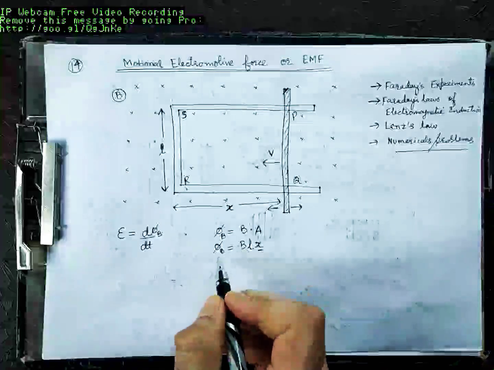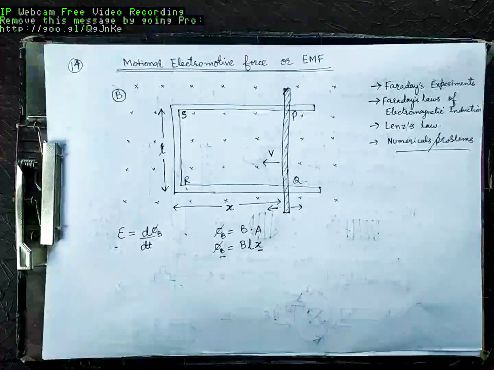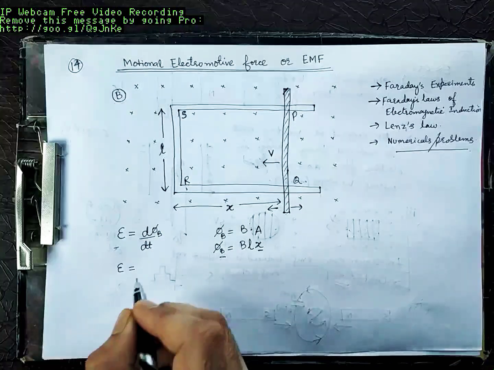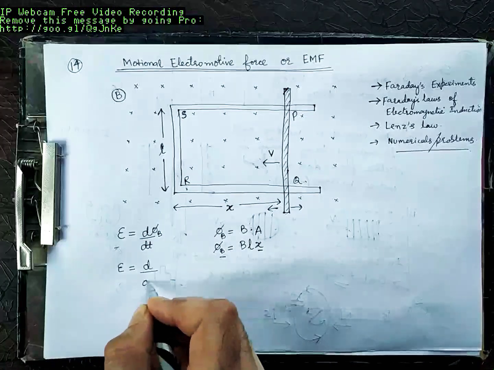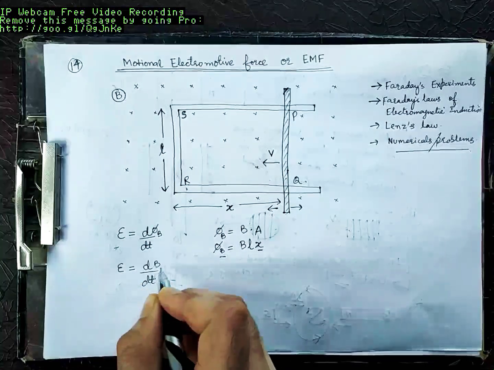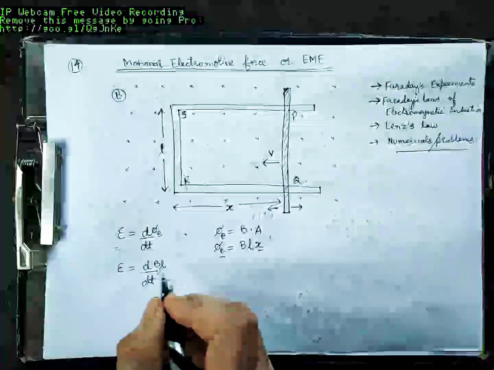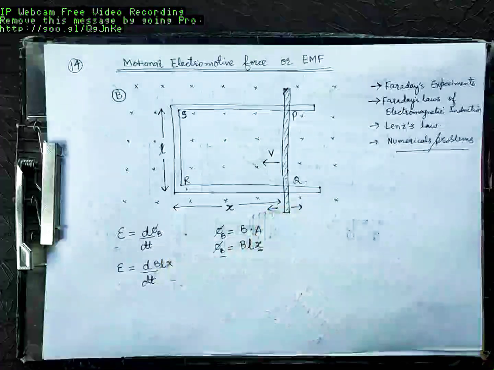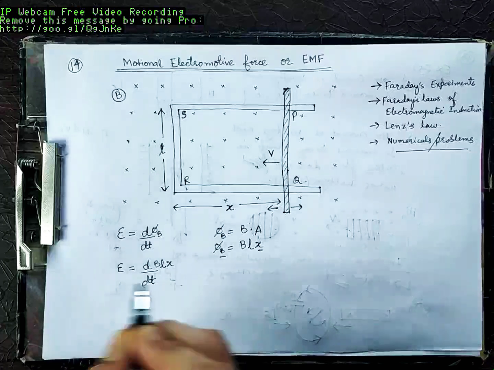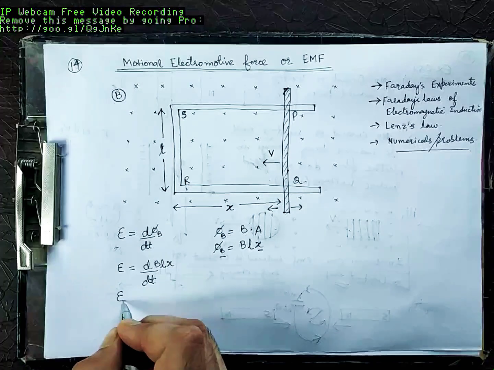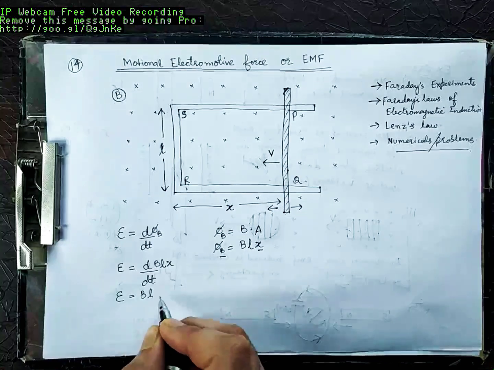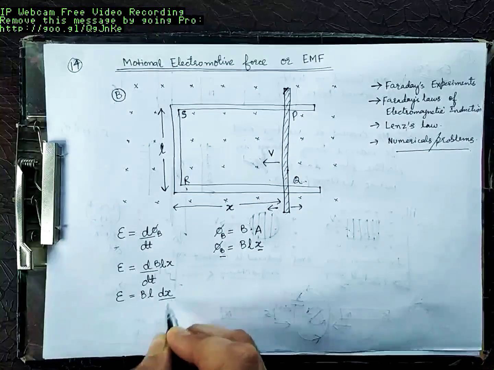Let's substitute this flux in this EMF equation. So induced EMF E will be equal to d divided by dt of phi B, where phi B is B, magnetic flux density, length L, into X, this distance. Since B is constant, L is constant, we can get them out of differentiation. You can write E is equivalent to B L times dx divided by dt.